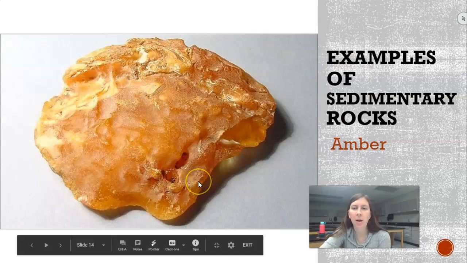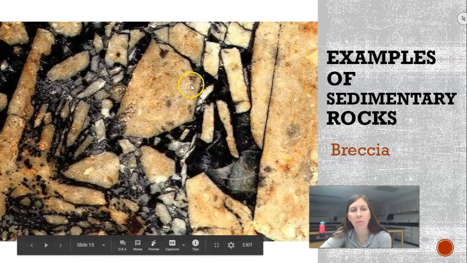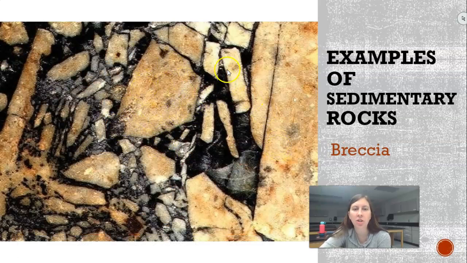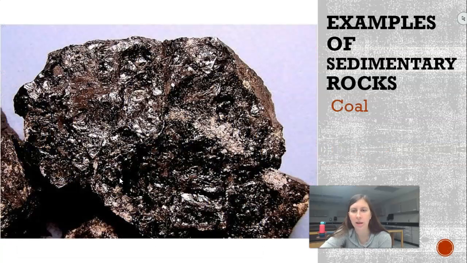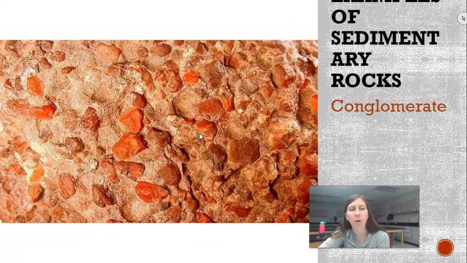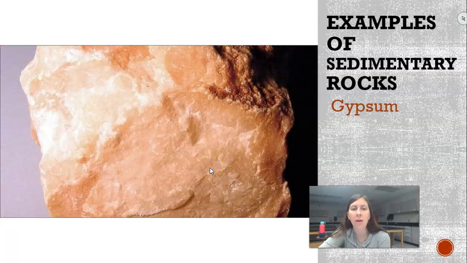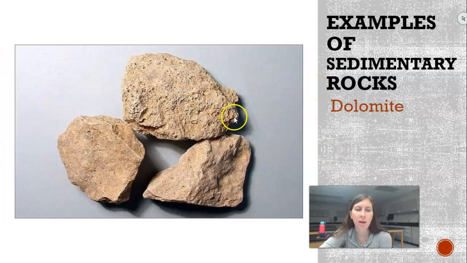Amber is an example of sedimentary rock. That's fossilized tree sap. We have breccia, and you can see here it's just a bunch of small pieces of rock that have been smushed together. Coal is an example of sedimentary rock. A conglomerate, again, we can see those small pieces. Gypsum was one of our minerals from the gizmo the other day. Gypsum is a sedimentary rock.